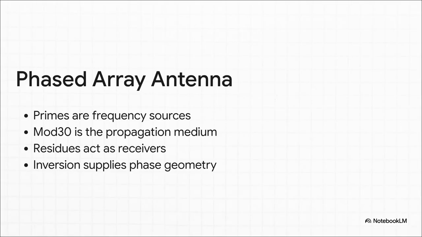So what is the big takeaway from all of this? It's that the mod 30 prime architecture isn't just some random scatterplot. It functions exactly, and I mean exactly, like an arithmetic phased array antenna. The parent primes act as the frequency broadcasting sources, the mod 30 structure acts as the propagation medium, those residue channels are the receivers, and modular inversion supplies the precise phase geometry. It is a fully functioning, measurable mechanical system constructed purely out of integers.